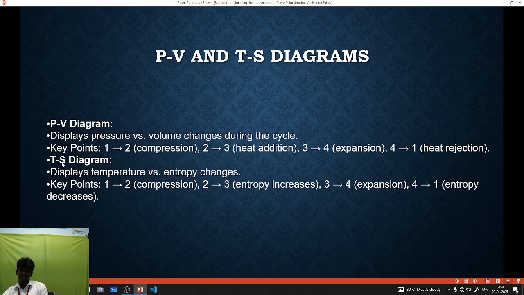And the next, we move to the TS diagram, which displays temperature when the entropy changes. Okay, temperature versus entropy changes. First, process 1 to 2, compression will take place. Process 2 to 3, entropy increases. Process 3 to 4, expansion. Process 4 to 1, entropy decreases.